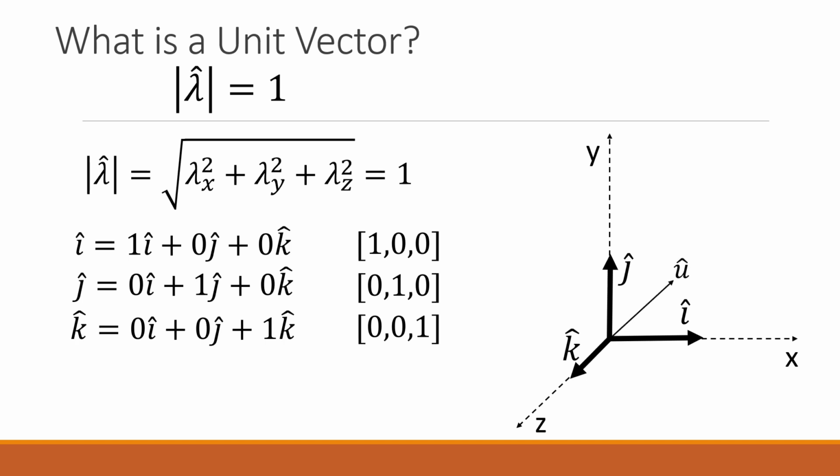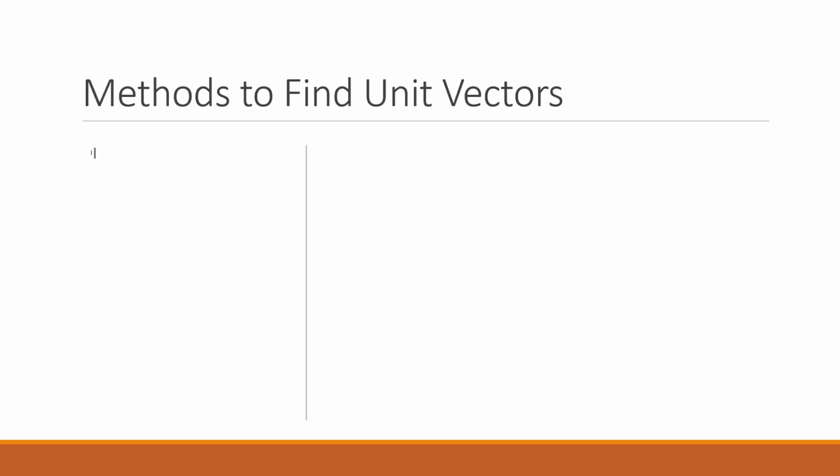Or we can have unit vectors that are a combination of these. For example, we could have a unit vector that is halfway between our x and our y axis, but it is on our xy plane, equal parts x and y, or equal parts i and j, and this would be the unit vector for that function. We can calculate the unit vectors using two different methods.